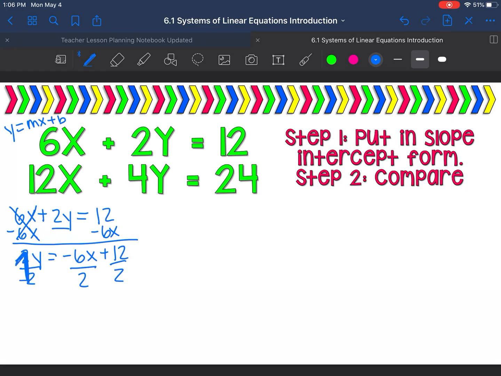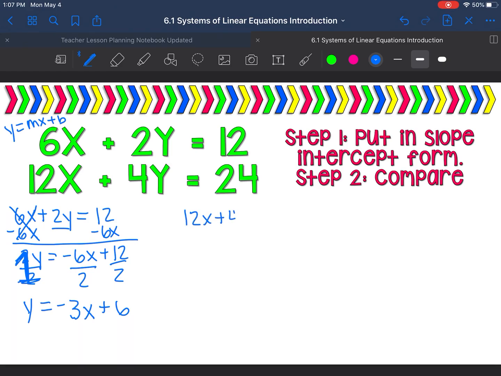So 2 divided by 2 gives me 1, so that leaves me with 1y or just y. Negative 6 divided by 2 gives me negative 3x. And then 12 divided by 2 gives me 6. Okay, so now I need to do the same thing to my second equation, okay?